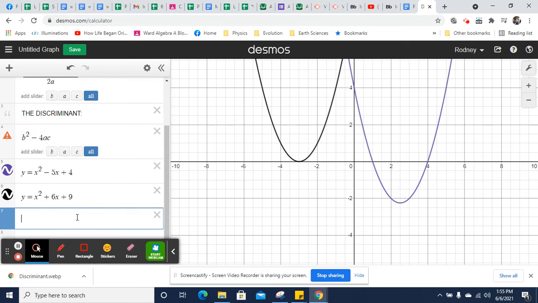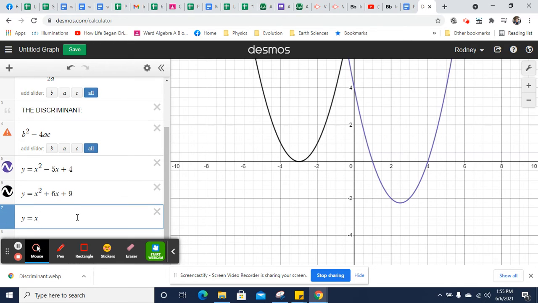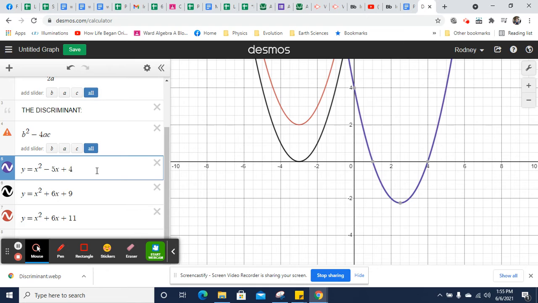But I could also have another one, y equals x squared plus 6x plus 11. Now that one doesn't ever go through the x-axis. So it has roots, it has solutions, but its solutions are going to have to step outside the so-called real number system. We would have to use what are called complex imaginary numbers, and I'm going to explain why. So let's take a look at each one of these.